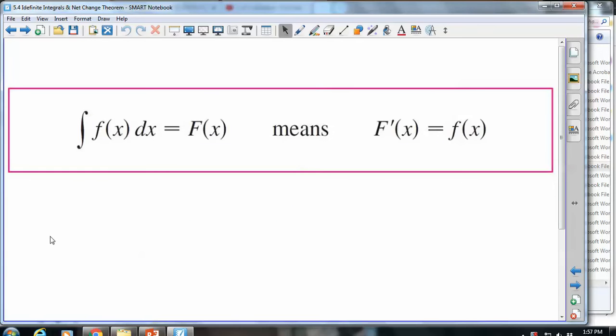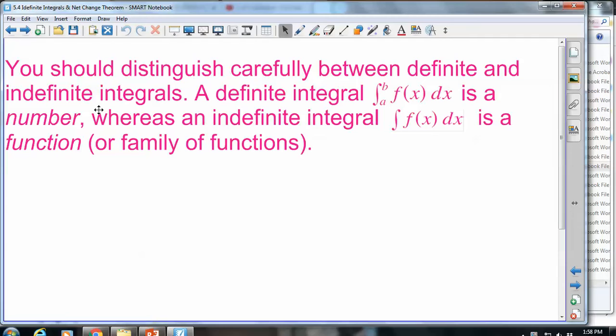We know that we've used the notation before that a capital F represents the antiderivative, which is the same thing as an integral. We know that if you have the capital F, you can do the derivative and you should get your lowercase f in there. So that's notation we've seen before.